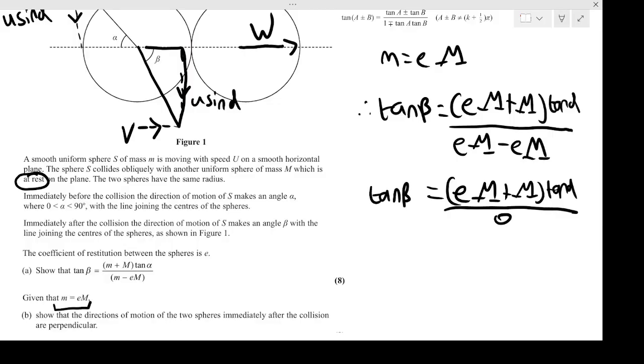But actually that tells me something quite important. Because it's tan, that tells me it's undefined, right? What value for the angle gets me undefined for tan? So tan beta is undefined because you can't divide by 0.